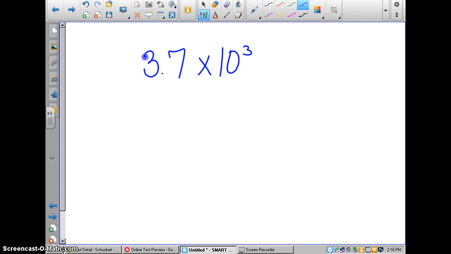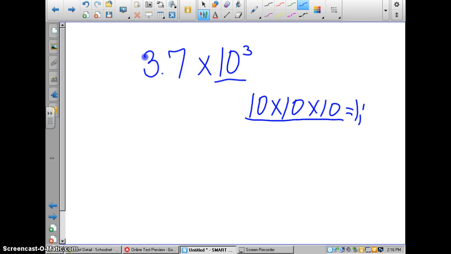Okay? Before you freak out, I want you to first just think about this 10 right here, 10 to the third power. Like our exponent, I'm going to go ahead and write that out as 10 times 10 times 10. That's what that is. Okay? 10 to the third power is not 30. You know it's not 30 because you're not adding the 10s, you're multiplying them. 10 times 10 times 10 is 1,000. You've got 3 zeros in your answer.